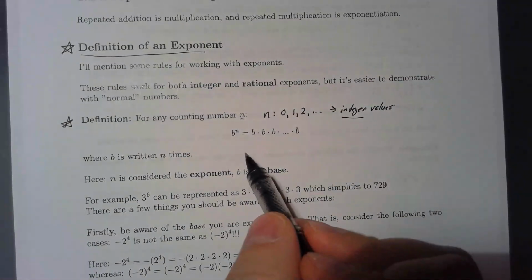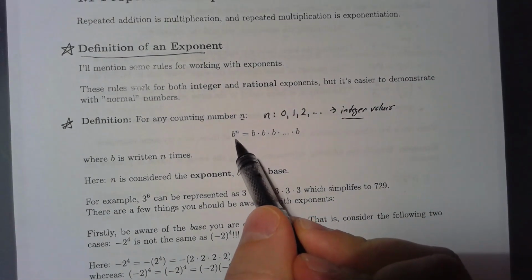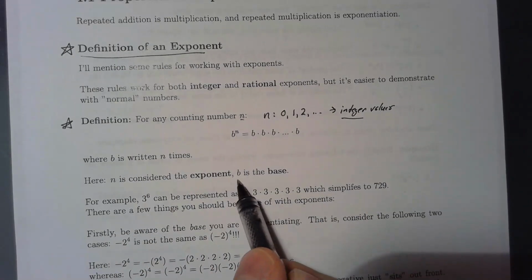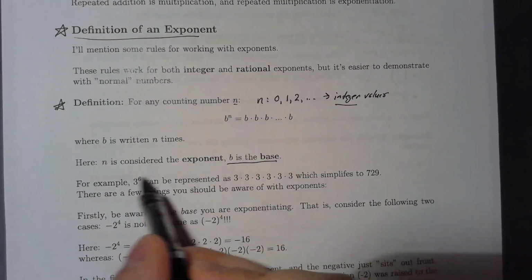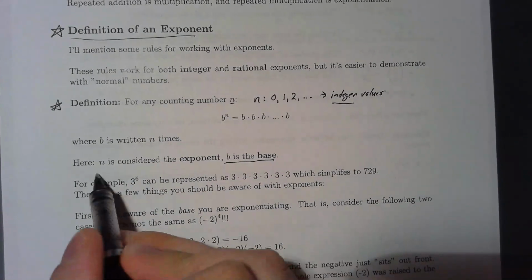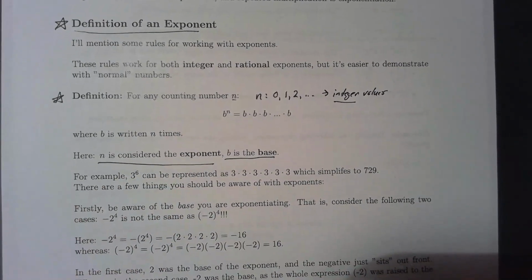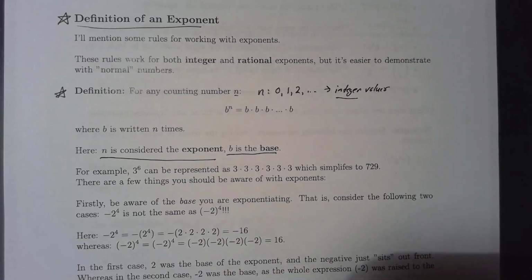This basically means that I could represent a number to a power. We treat this number b as the base of an exponent, and we call the number n here the exponent of the base, as we could see right there. Whenever we're doing these things, it's very important to know what is the base and what is the exponent.